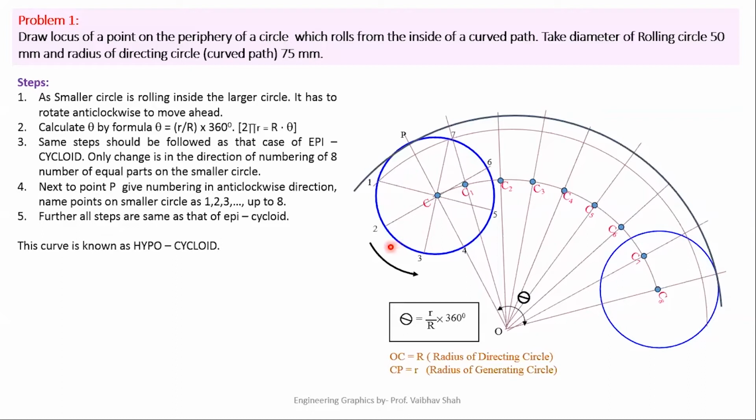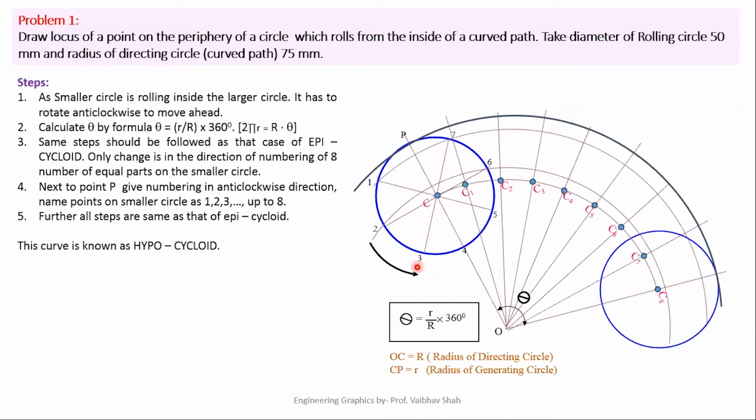After that, you have to create one more line from your point 2. So for that, take O as a center, O2 as a radius, draw one line. This line also must pass from your point 6, and which must be parallel to your center line.